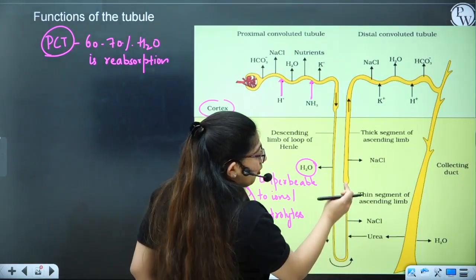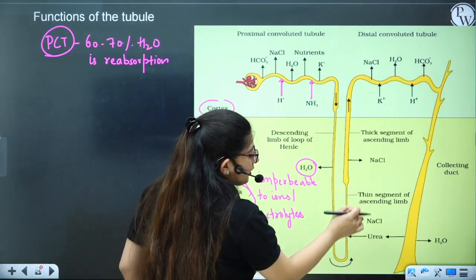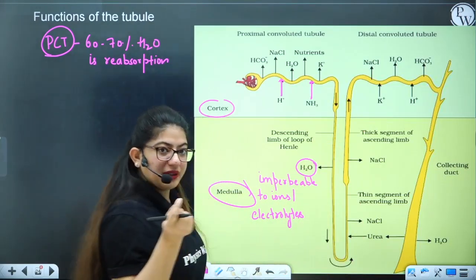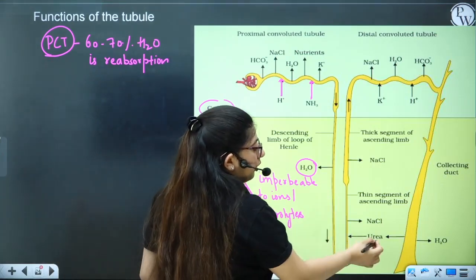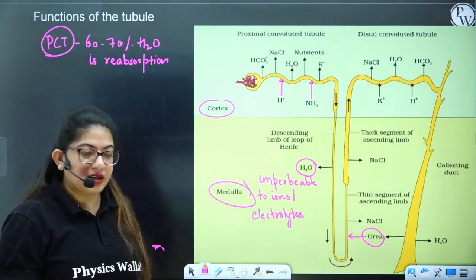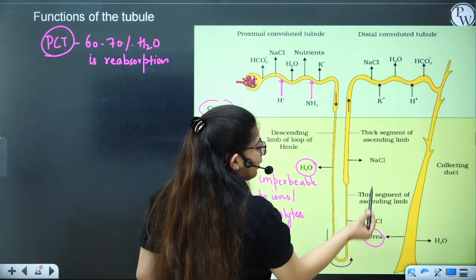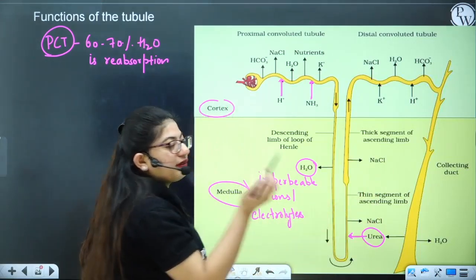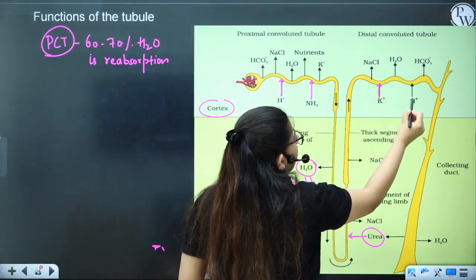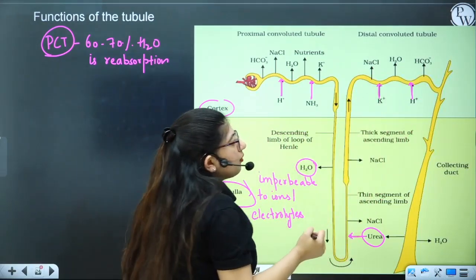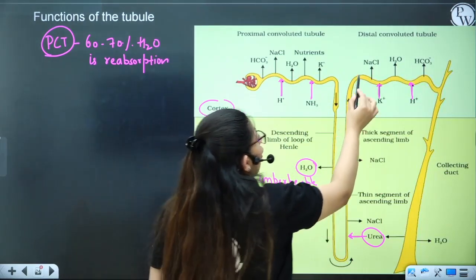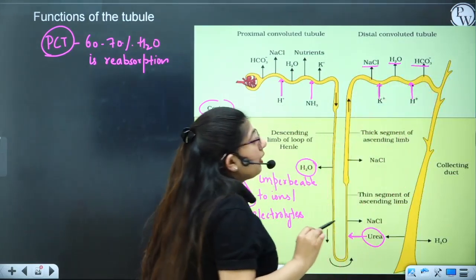In the ascending limb, as you can see, this one is a thick limb and this one is a thin limb. It has only a thin limb here, and it has both thick and thin here. You can see the diameter. In the thin limb, urea is secreted. Again, I have drawn the pink arrows to mean secretion. Whereas NaCl is reabsorbed in both thick and thin limbs. Then comes DCT. In DCT, potassium ions and hydrogen ions are going inside your tubules, whereas all these three are getting reabsorbed.